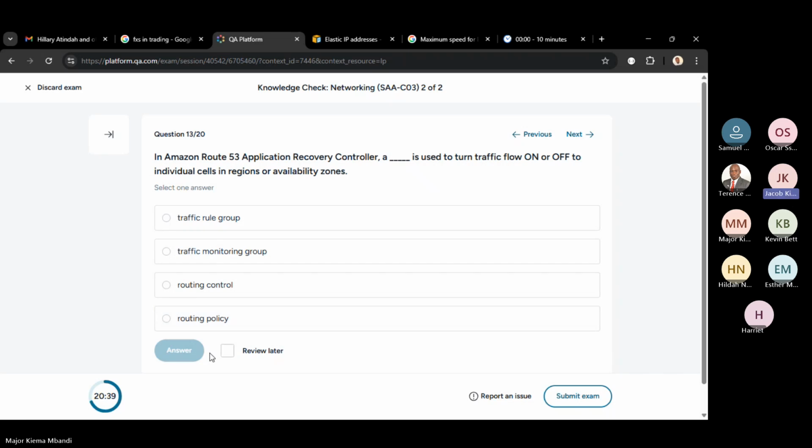Okay. Next person is Kevin. Okay, the question is question 13. In Amazon Route 53 Application Recovery Controller, a dash is used to turn traffic flow on or off to individual cells in regions or availability zones.